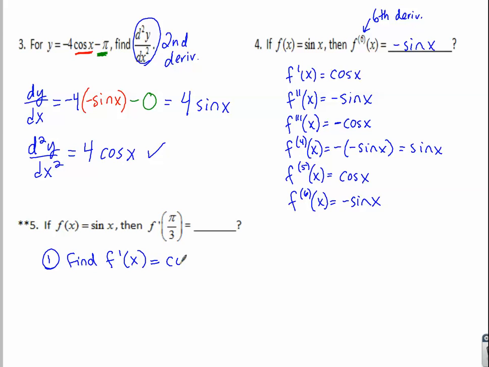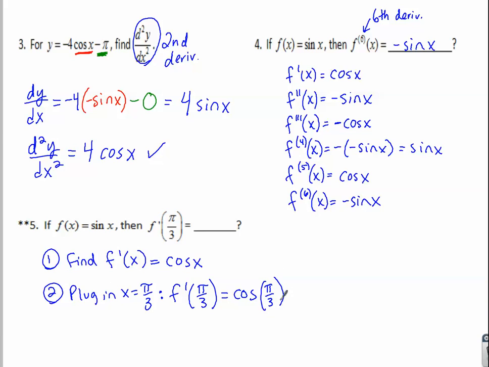So f prime of x is cosine x. Then second, we plug in x equals pi over 3. So here's what that looks like. F prime of pi over 3 means the cosine, because cosine was the derivative of the sine, with pi over 3 plugged in, so the cosine of pi over 3, and we know that's 1/2 because we're really good at our unit circle.